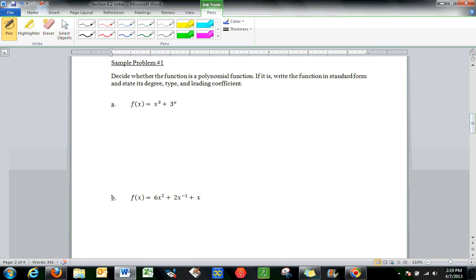Okay. If we look at this first one, the first thing it's asking us to do is decide whether the function is a polynomial function. And the first thing that stands out here is that we have an exponent that is in variable form. This immediately tells us that we're dealing with an exponential function and not a polynomial function. So since this exponent is in variable form, we can say that this is not a polynomial.